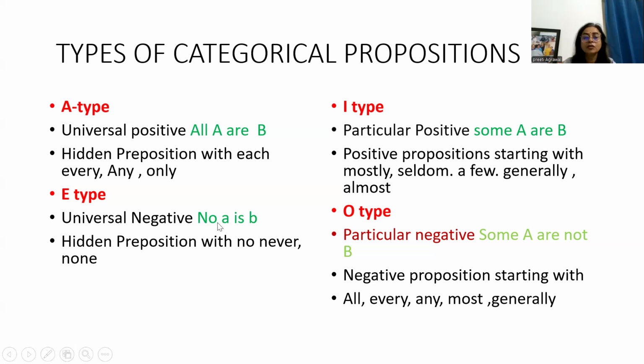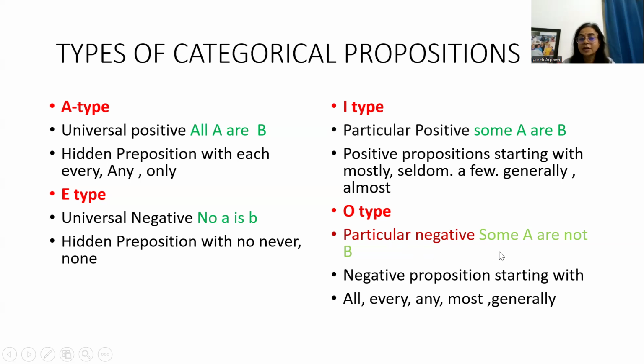Universal negative: no A is B. The word "no" is used. Hidden propositions with no, never, none are also E type. I type is particular positive: some A are B. When "some" is used, or statements starting with mostly, seldom, a few, generally, almost, such types of statements are I type.